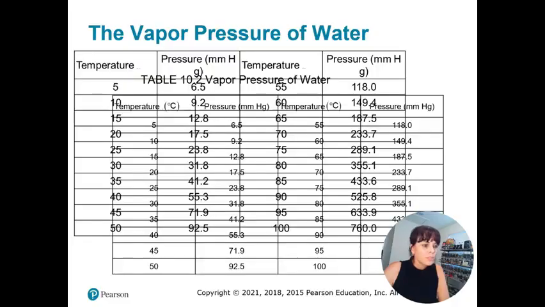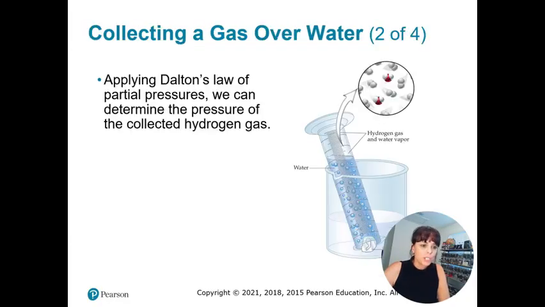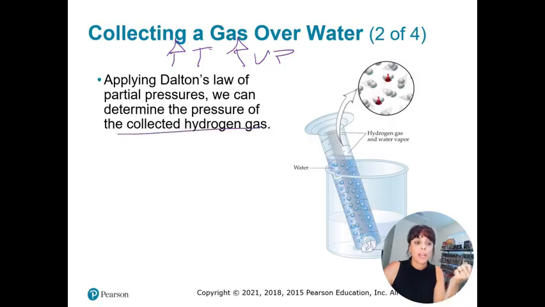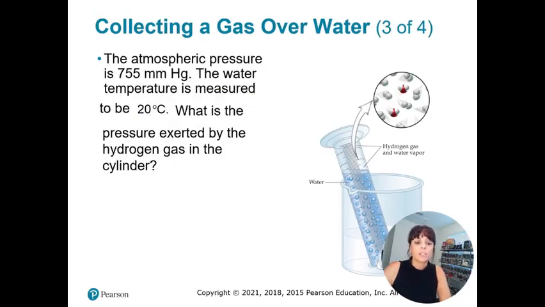Oh, my table is a mess now over here, but don't worry. I will go to another example and you're going to see the table. The table is going to show you the temperature and also the pressure for that temperature. So remember, when you increase the temperature, we increase the vapor pressure. If you apply Dalton's law of partial pressure, we can determine the pressure of the collected hydrogen gas. The first thing that we're going to see in a problem like this is the atmospheric pressure. The atmospheric pressure here is the total pressure, okay?